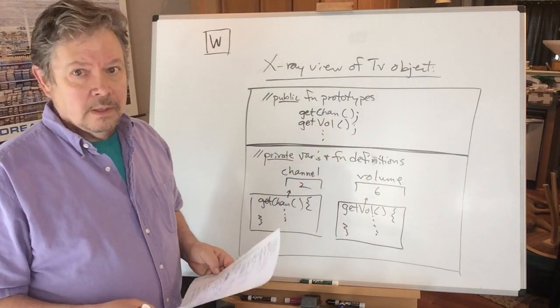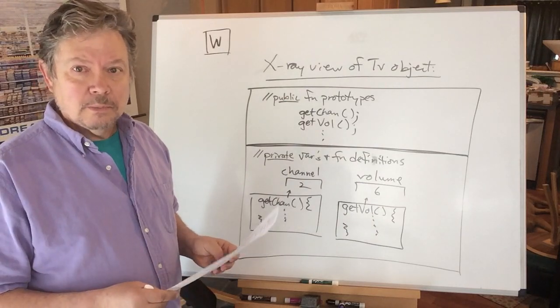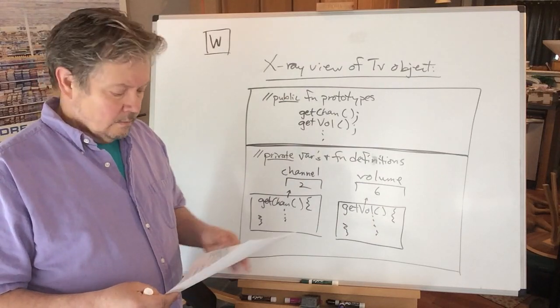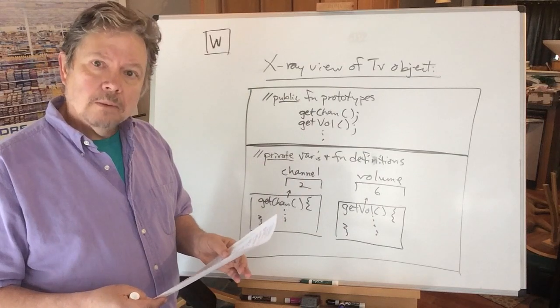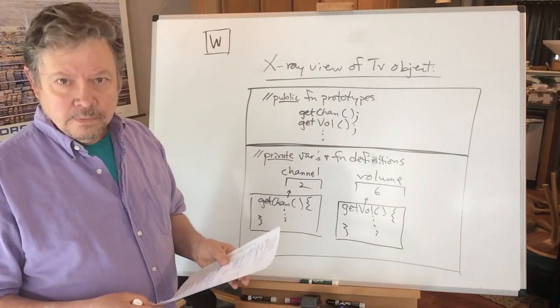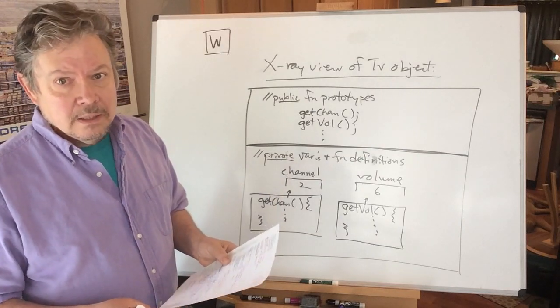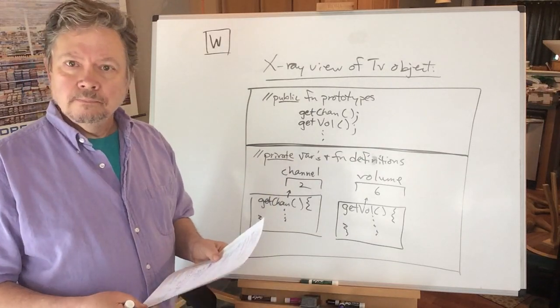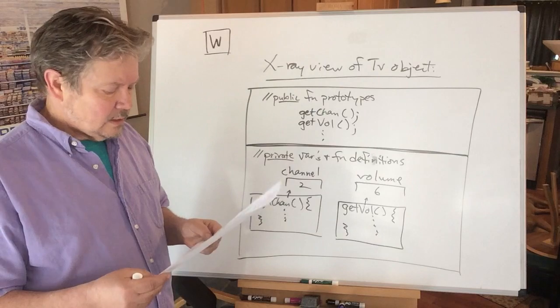Those exist. Now I am repeating myself. Maybe it's for emphasis. Maybe it's just because I forgot. But we have a channel and a volume variable that exists for that TV object as long as the TV object is around. And the values stay the same until acted on by a mutator. That does sound familiar. I think I might have said that abstractly before.